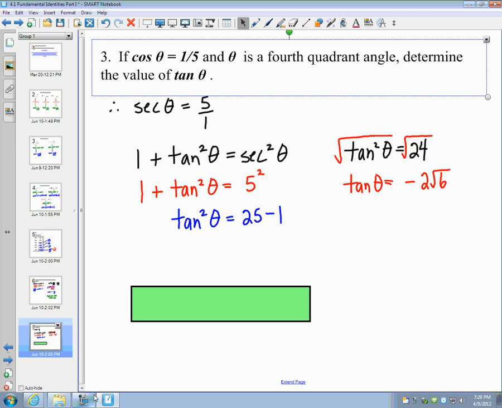Okay, there's one more video for you to watch. You want to always, when you're doing these questions, have that formula sheet in front of you so you get familiar where these identities are located and how you can manipulate and use them.